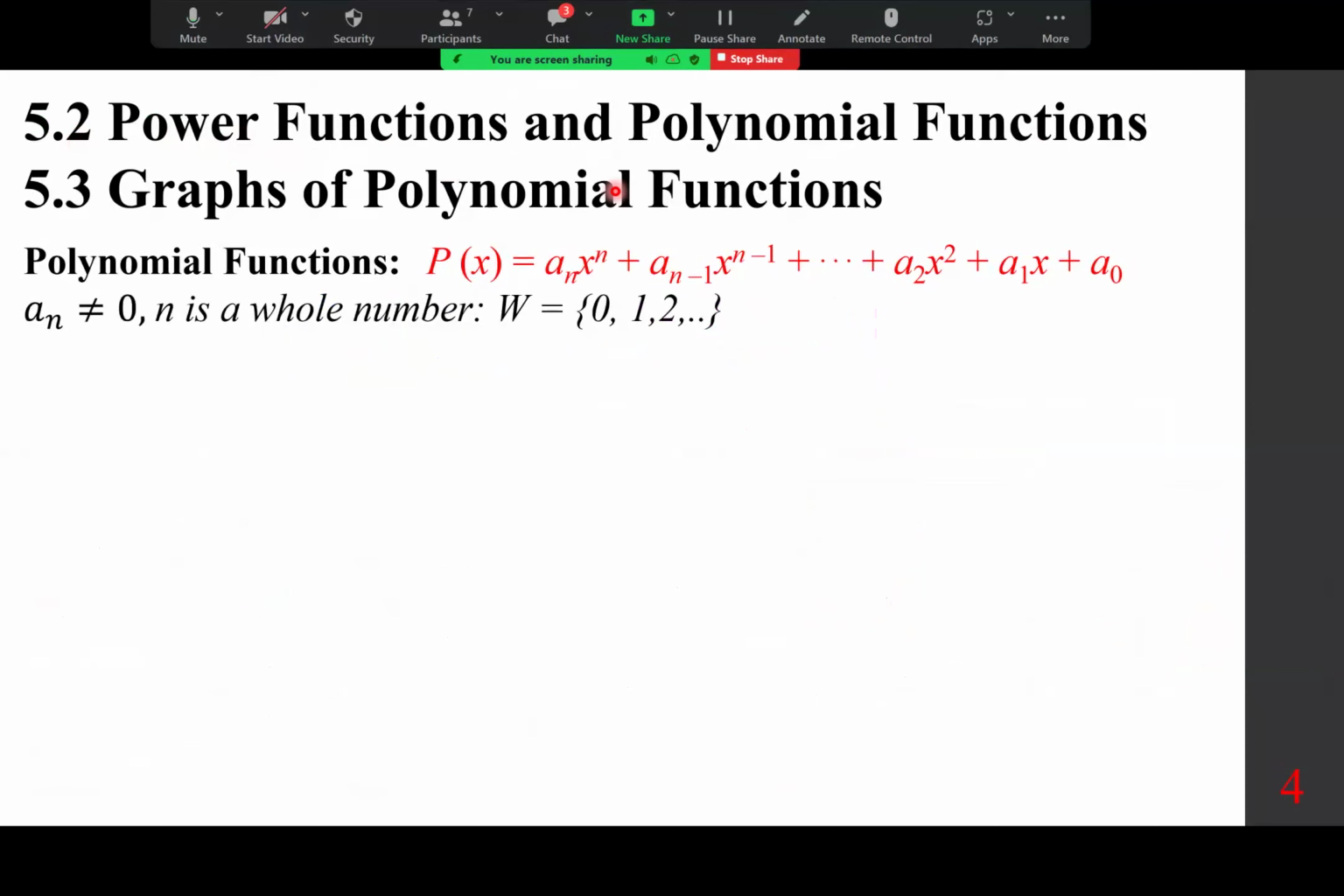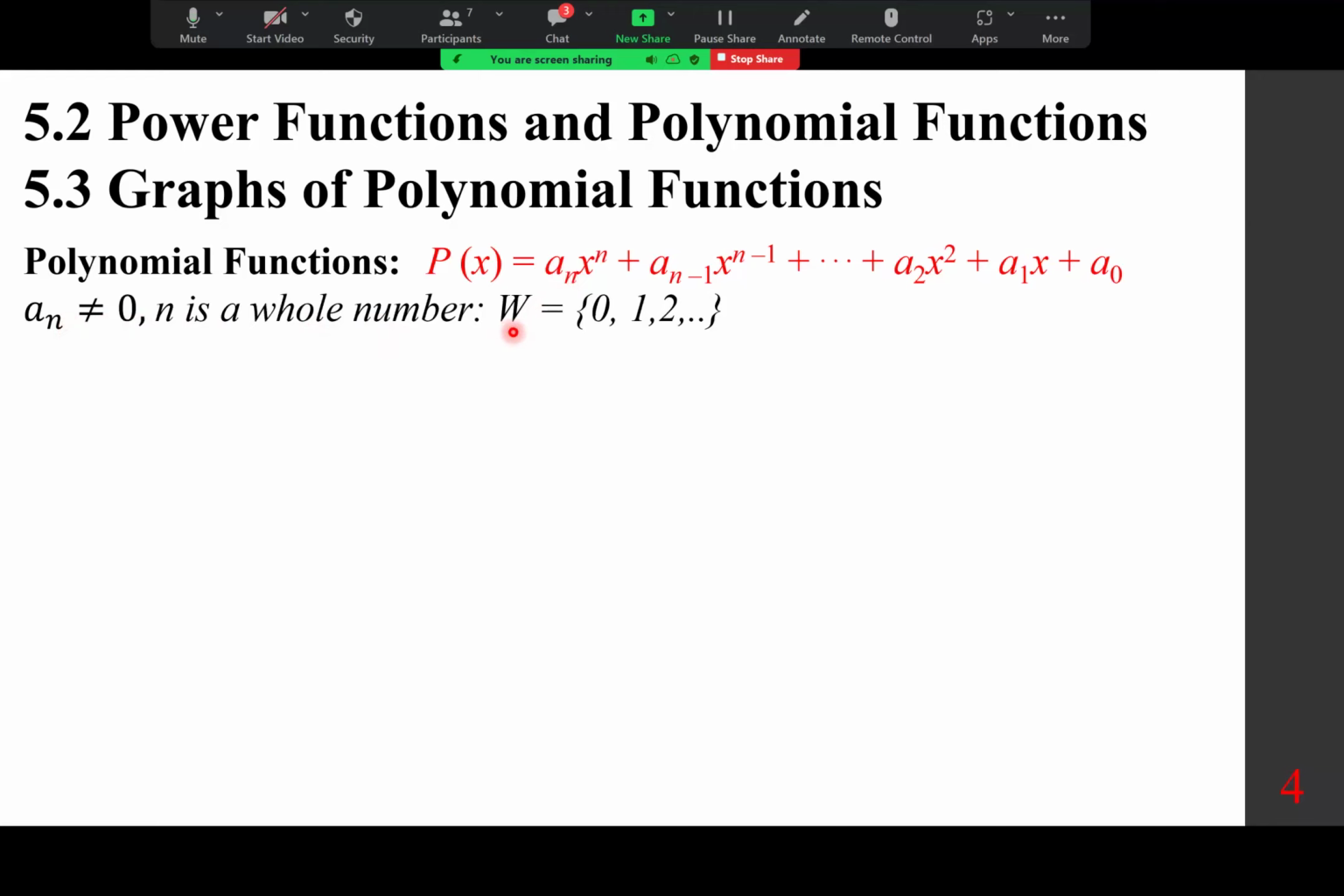Now, 5.2, power functions and polynomial functions. 5.3, graphs of polynomial functions. Polynomial functions are in the following format: P(x) = aₙxⁿ + aₙ₋₁xⁿ⁻¹ all the way to a₀, where aₙ can't be 0. n is a whole number.